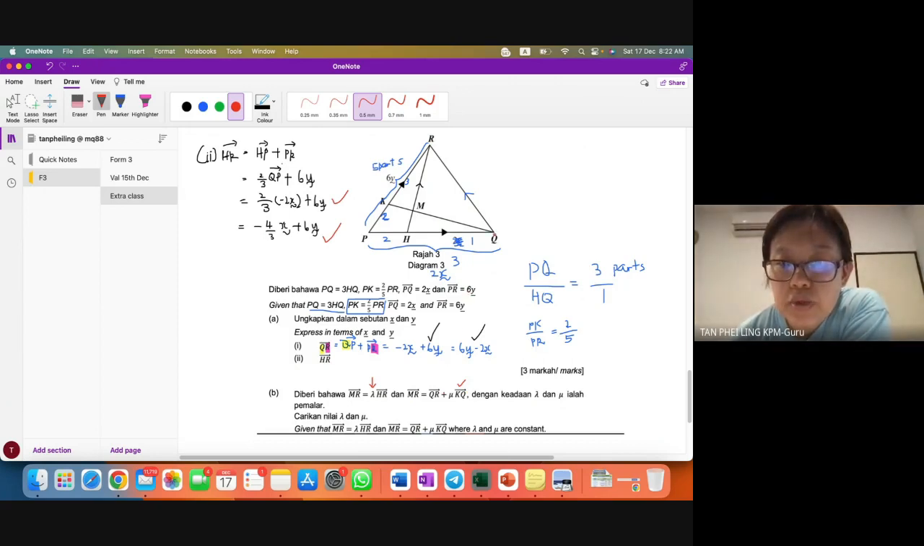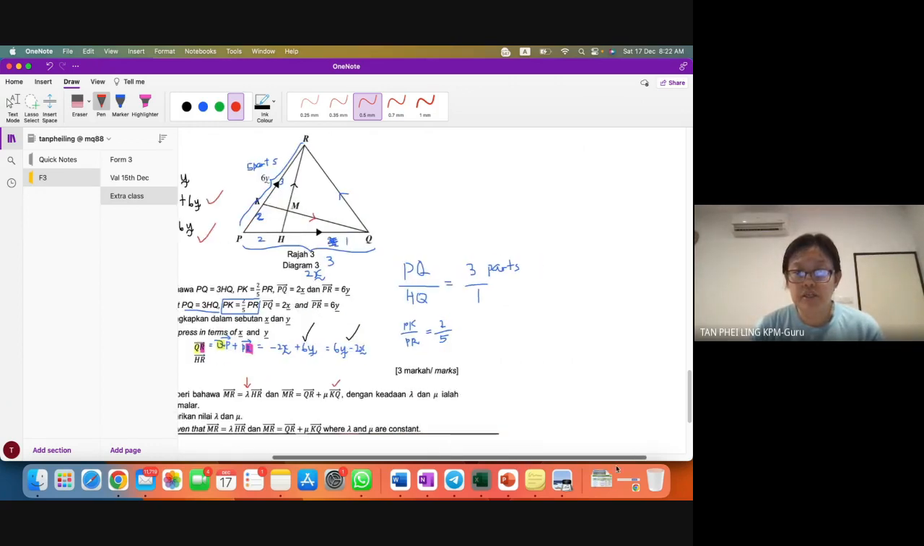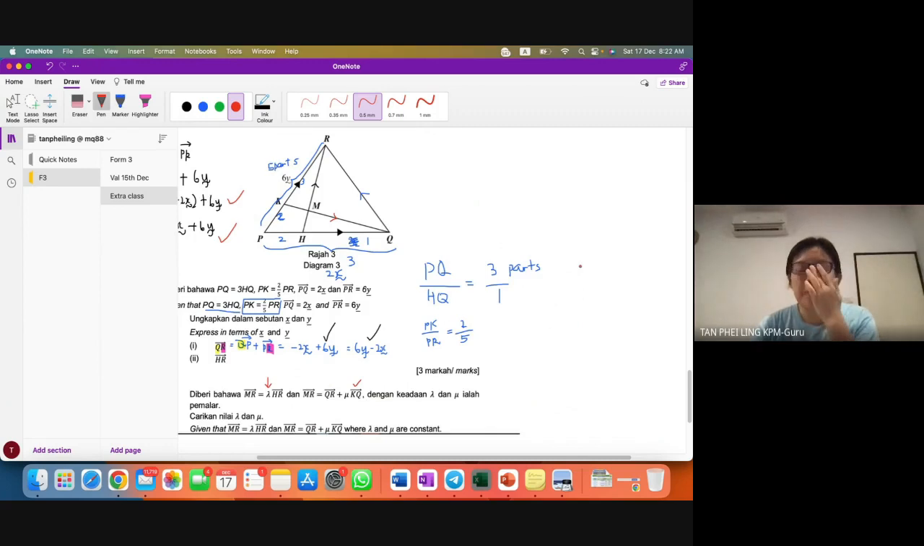KQ is from K to Q, right? KQ can be from another alternative. If the KQ road is closed, we can have K to P, P to Q. That is also one way that we can do. Or you can choose KR plus RQ also can. It's up to you. So to solve this question, I'm going to solve it here. So let's start by having KQ.